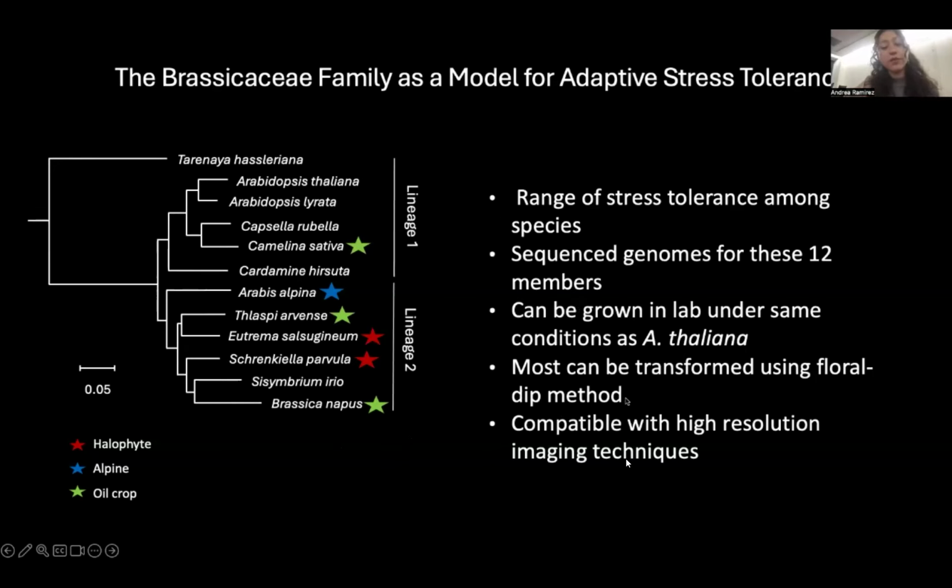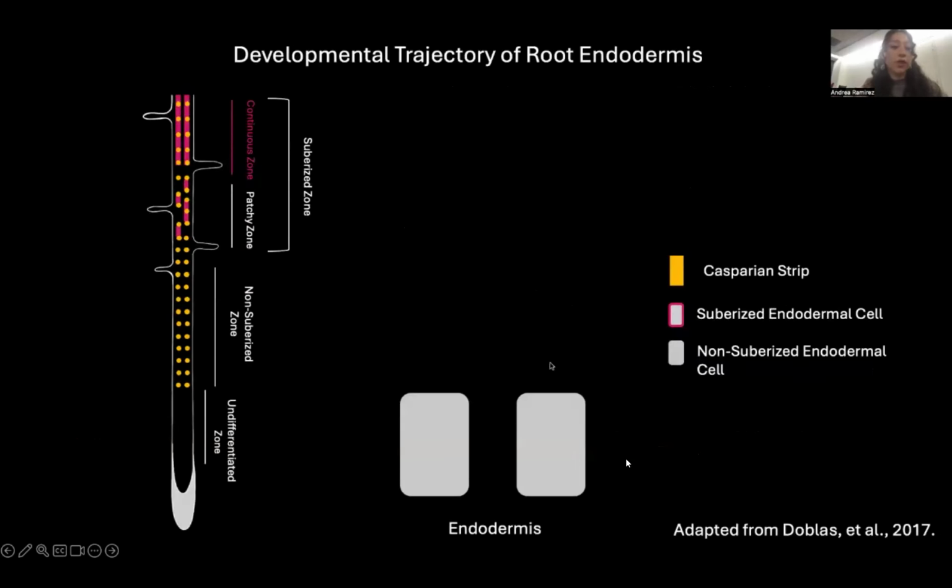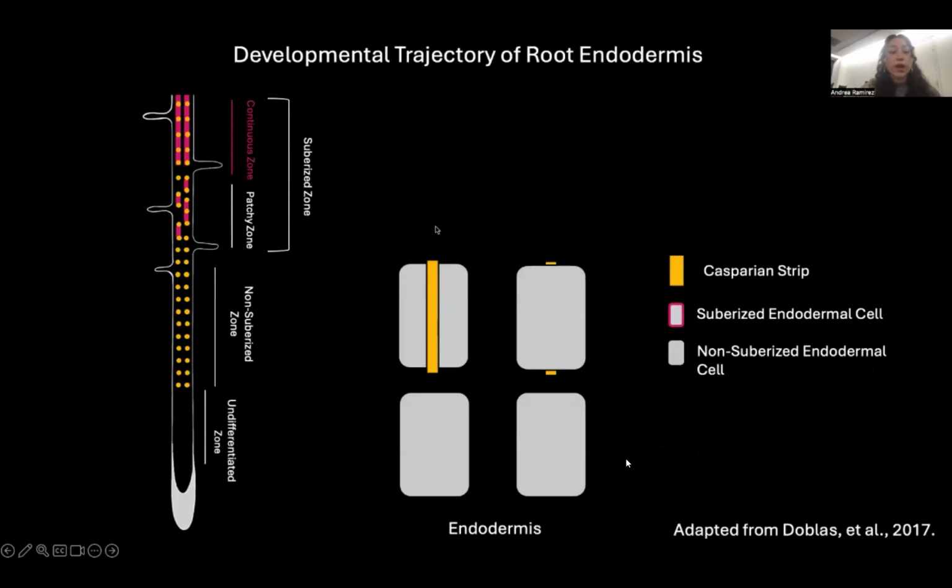And my observations have led me to focus on a specific root layer called the endodermis, which functions as a barrier for solute and ion uptake. So a little bit more about the developmental trajectory of the root endodermis. Along the root, we have different developmental zones, and the endodermis develops special cell wall modifications, specifically in the differentiation zone. In the first step of differentiation, we have the development of these Casparian strips, which are lignified structures, and they kind of wrap around the endodermal cells, blocking apoplastic or extracellular traffic.